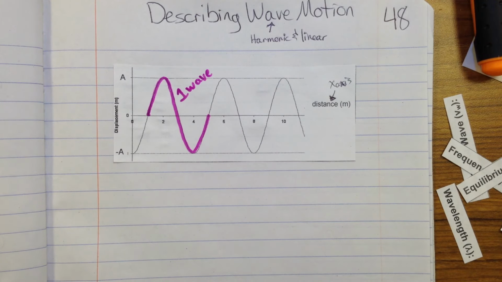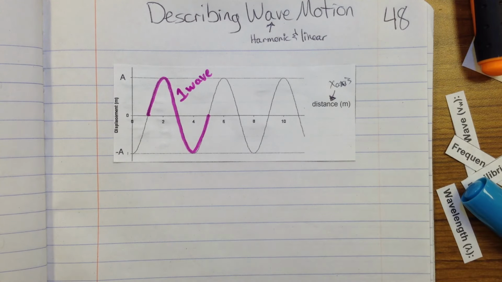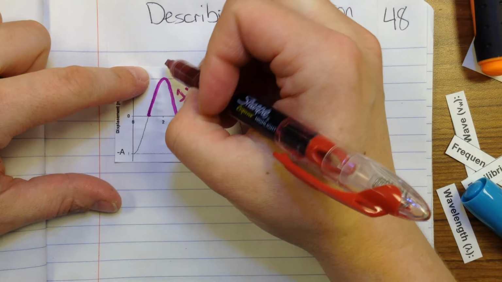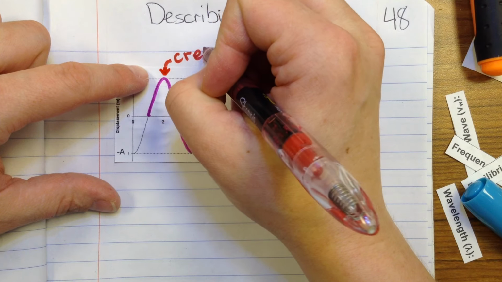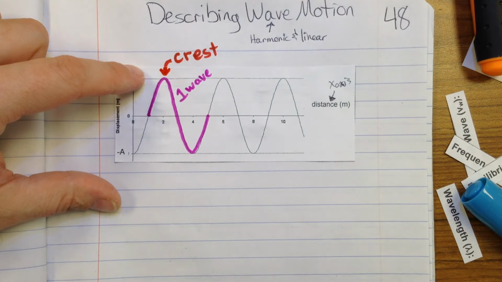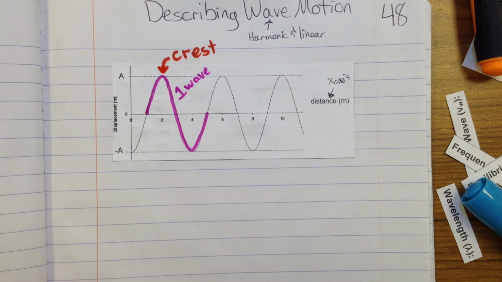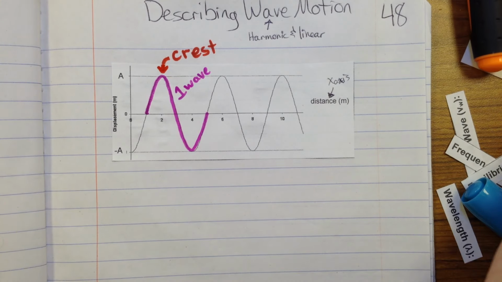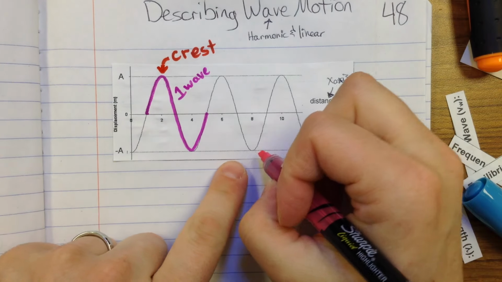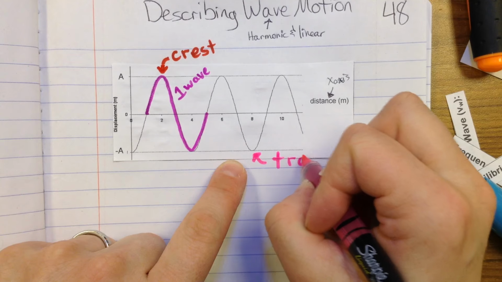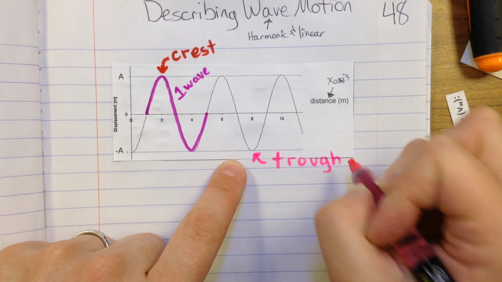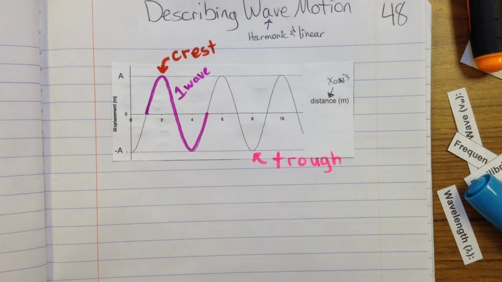Now, there's a name for the very top of that wave. It's called the crest, just like the toothpaste. And there's a name for the bottom of the wave. That very bottom there, that's called the trough, T-R-O-U-G-H. That G-H has an F sound to it, trough.